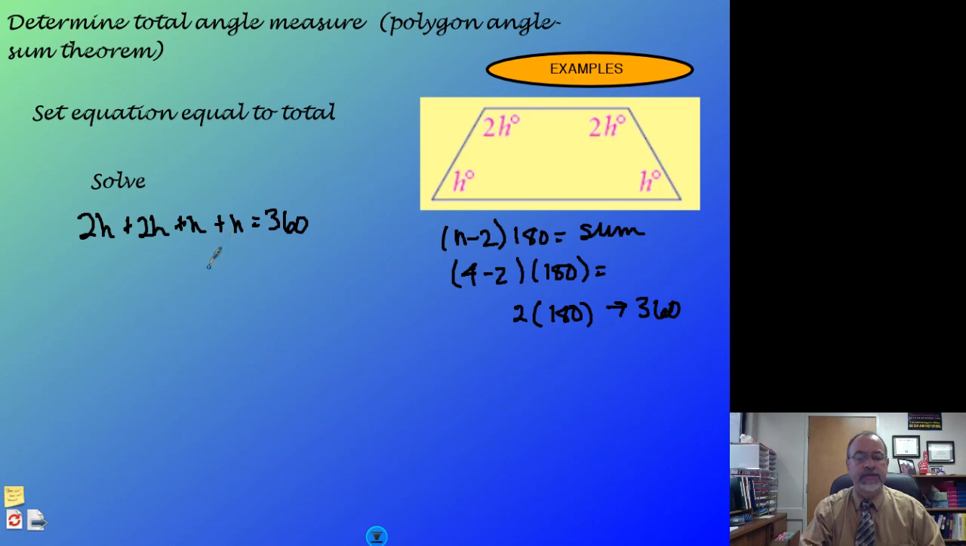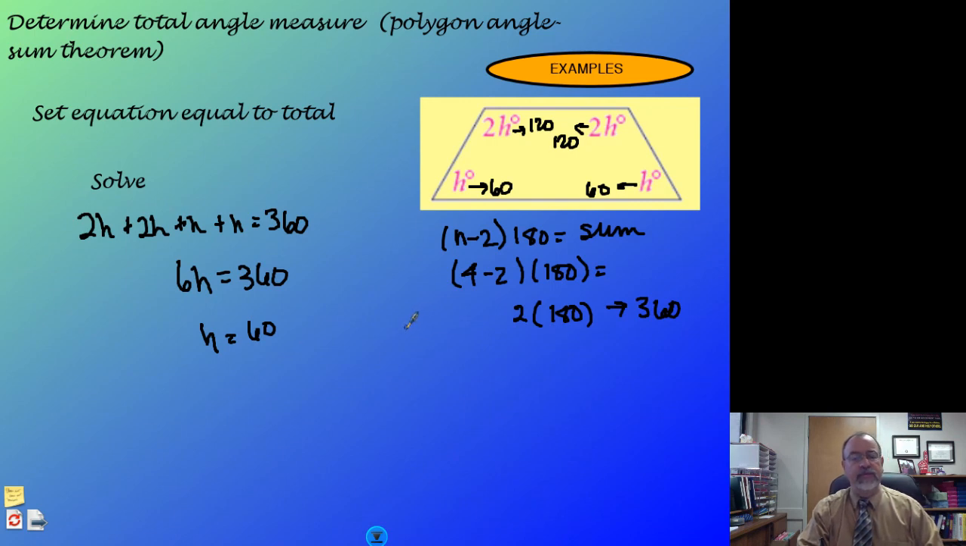Now that I have my equation, I can go ahead and solve it. So this is 2, 4, 5, 6h, again simplifying because I'm adding all the like terms on one side. Now I apply the division property of equality, dividing both sides by 6, and h is going to be 60. So if I wanted to know the angles, this is a 60-degree angle. This would also be a 60-degree angle. This angle is 2 times 60, or 120, and this is 2 times 60, which would also be 120.